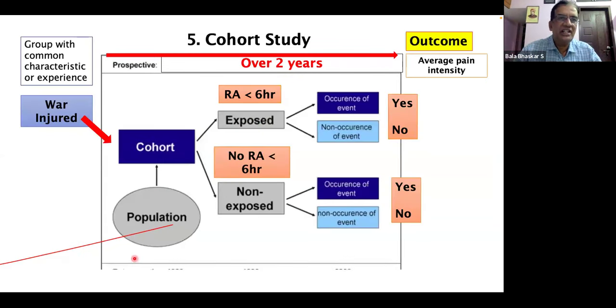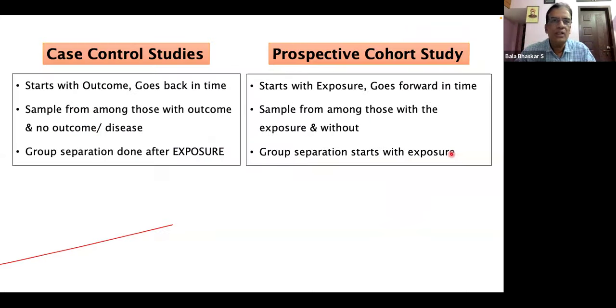So these are called cohort studies. I have put the same illustration here. We have the war-injured group as a cohort. Then the exposed people are the patients who received regional anesthesia within 6 hours, and the non-exposed group were those who did not receive regional anesthesia within 6 hours. So what was the outcome? They wanted to find out the average pain intensity. So was it better in the exposed group or the non-exposed group? There are always two groups here because these are observational studies going forward in time. Okay, this is the design for a cohort study.